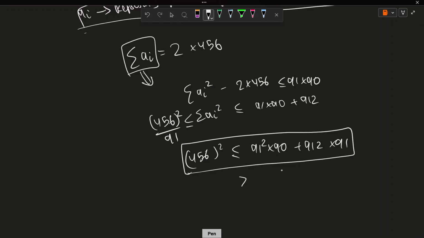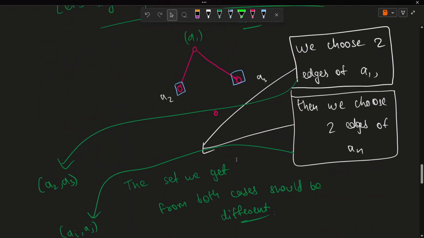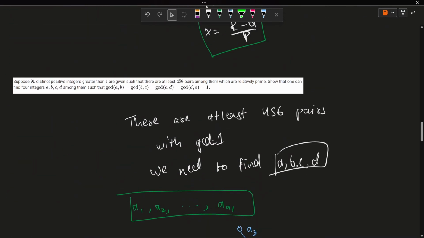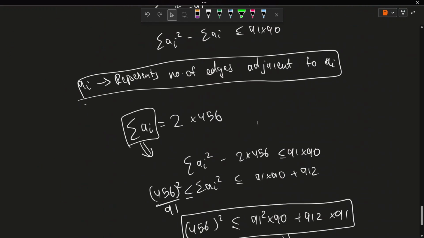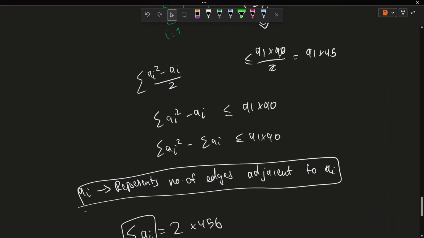This is the sign that should hold. But unfortunately, the sign is reversed in our case. So this is not a true statement. This is a contradiction. Hence, our assumption that no quadrangle exists is false, and hence one quadrangle should always exist, and we have solved the problem.